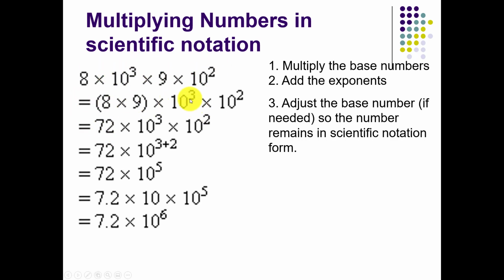So 8 times 9, and then 10 to the 3rd times 10 to the 2nd is the same thing as adding 3 plus 2. So 8 times 9 is 72. 3 plus 2 is 5. So this gives me 72 times 10 to the 5th.